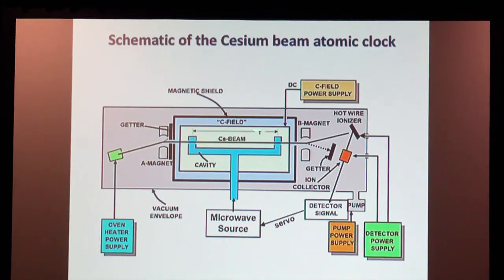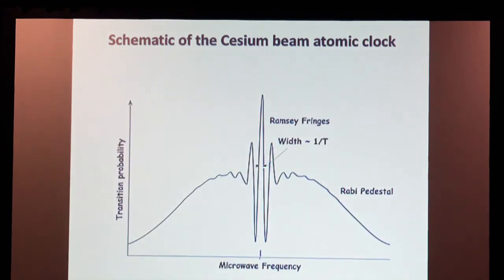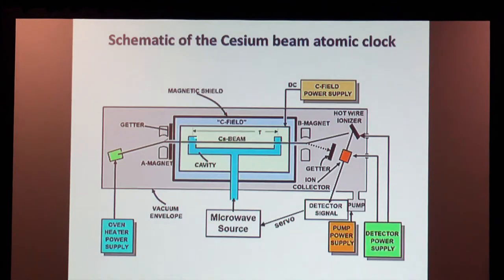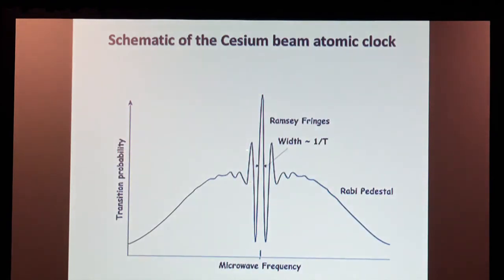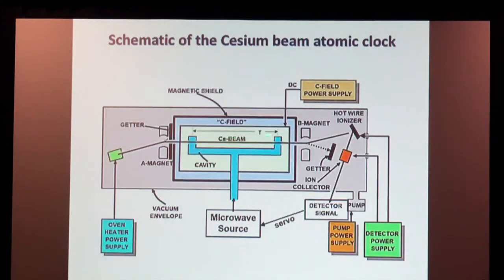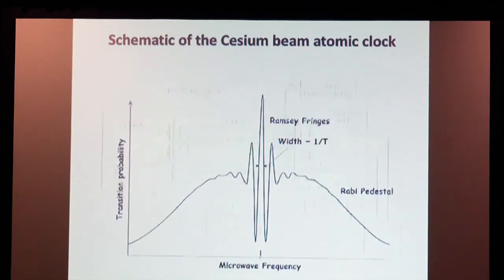The separation between these two is the time that decides the width of the so-called Ramsey fringes. So this fringe is called the Rabi fringe or the Rabi pedestal, and the width of this is inversely proportional to the time the atoms spend inside this, which is a very short time, and hence this pedestal is very wide. But the actual Ramsey fringe is very narrow. That is proportional to 1 over T, which is the separation between these two ends of the cavity.